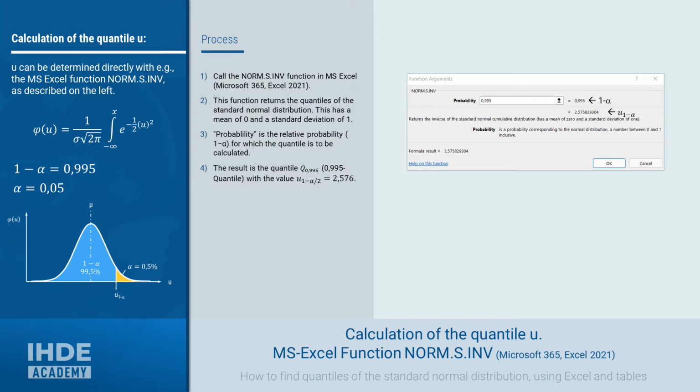So, if we are looking for the quantile before which 99.5% of all values are, then this corresponds to the 0.995 quantile. The probability input field therefore expects exactly this information. The result for u is the value 2.576.